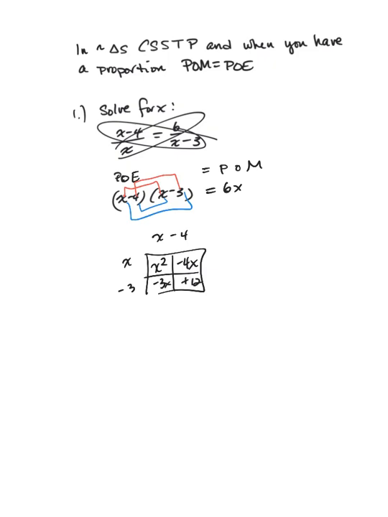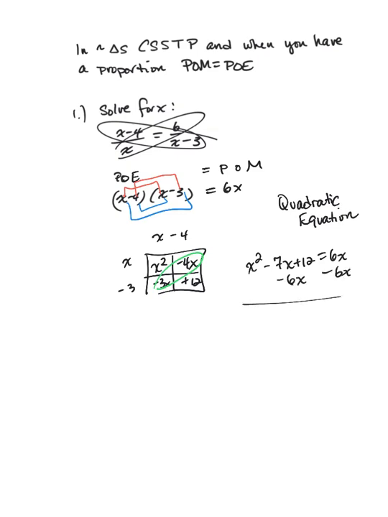All right, what you do end up getting is that these are like terms. So we get x squared minus 7x plus 12 is 6x. Again, from the beginning of the year, I kept doing this with you. This is a quadratic equation. So you have to get it equal to 0. So you have x squared minus 13x plus 12 is 0.